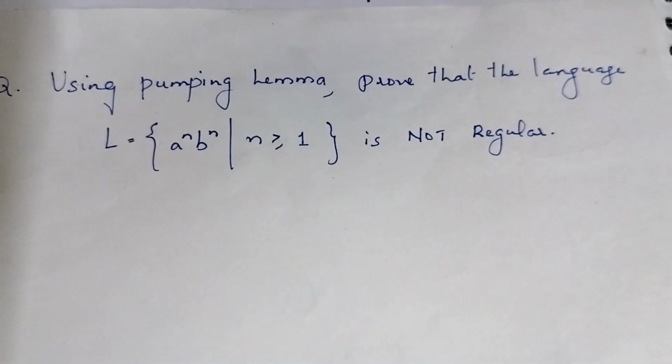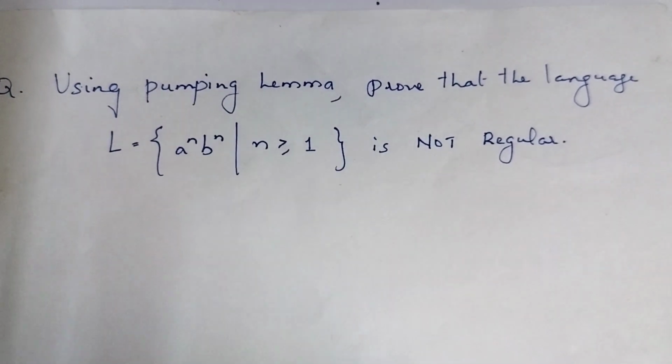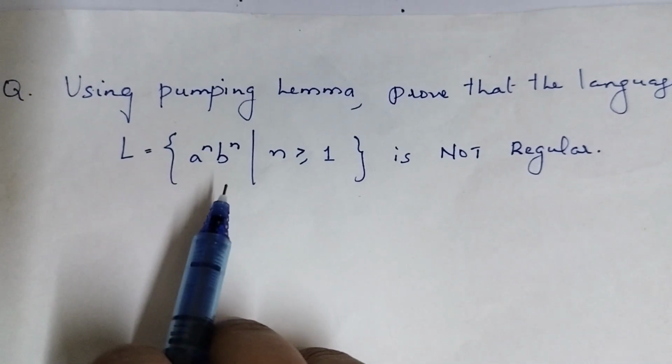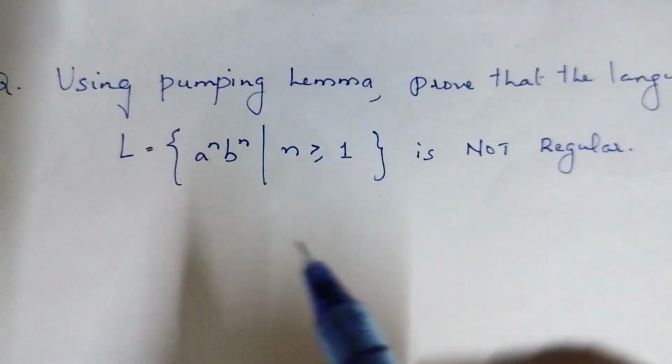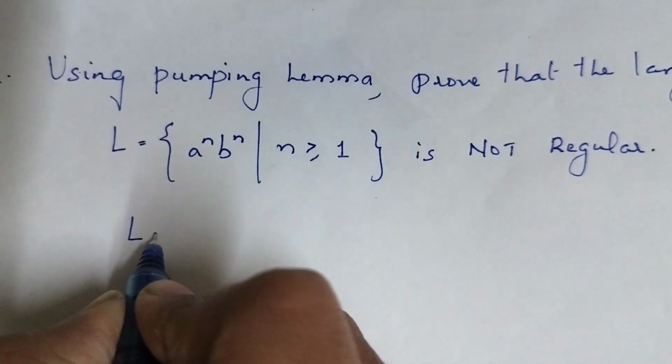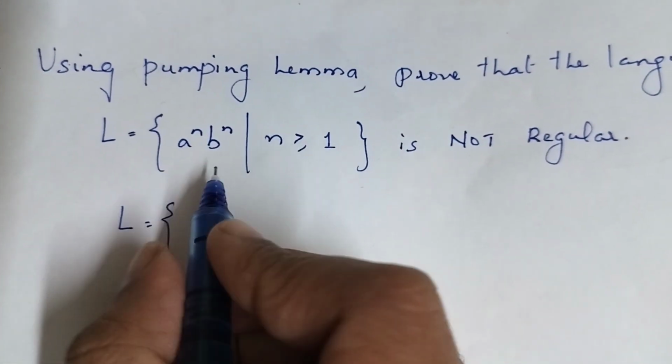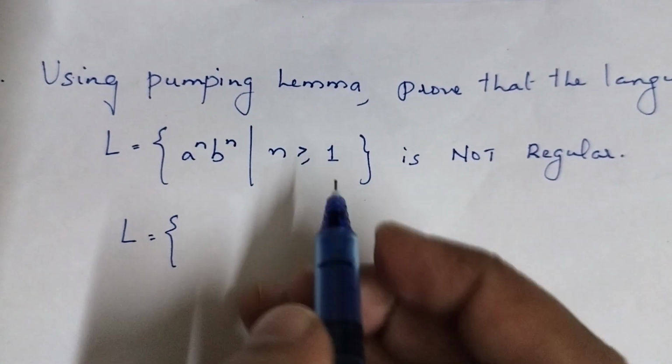So let's prove a particular language is not regular by using the pumping lemma. The given language is a^n b^n such that n is greater than or equal to 1. So your language has an equal number of a's and b's, that is, n number of a's followed by n number of b's.